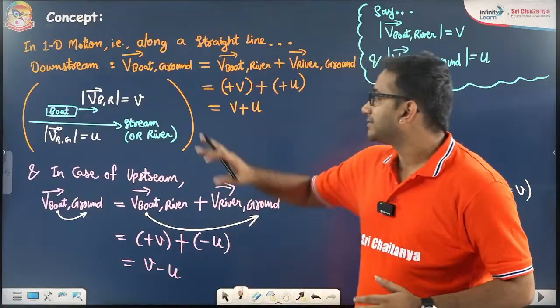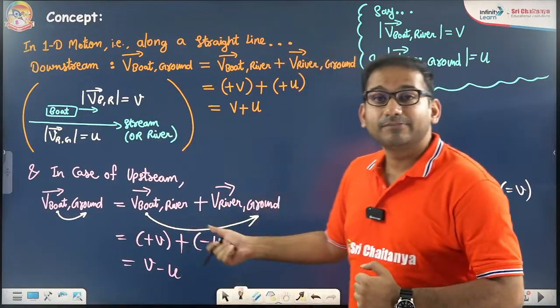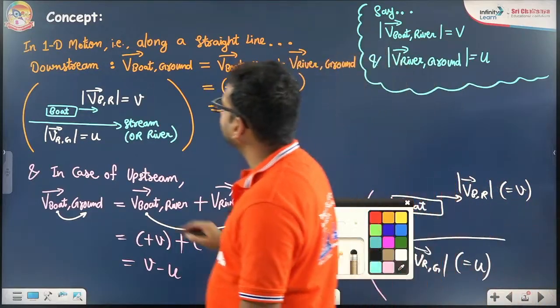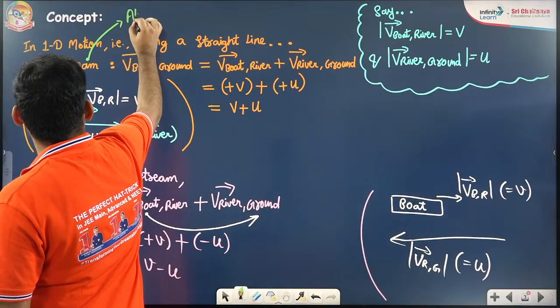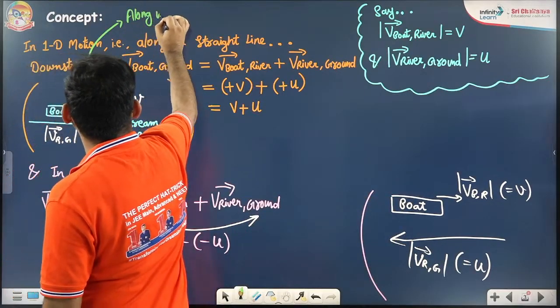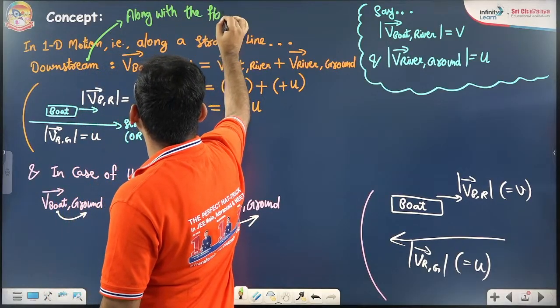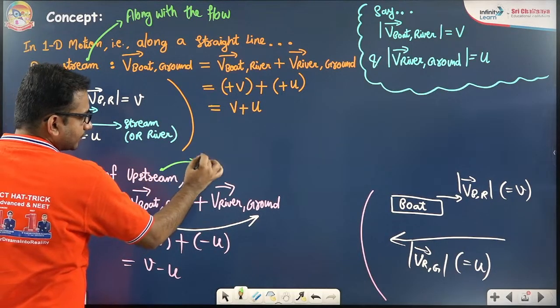So that is the case of upstream. Downstream means along with the flow, along the flow of the river. Upstream means against the flow, opposite to the flow.